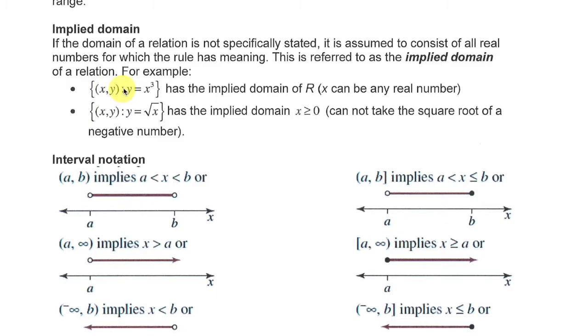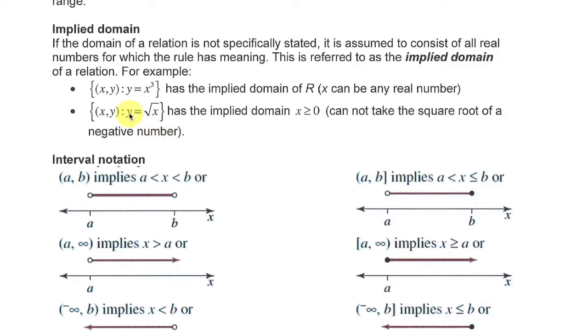So as an example, here we've got y equals x cubed. So we can imagine the shape of that. We go up like so. So we can have any real value for x. So the implied domain is R, the set of all real numbers.